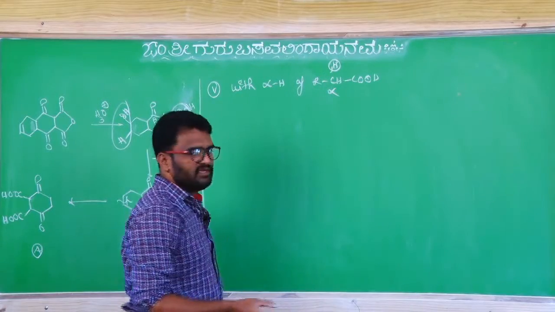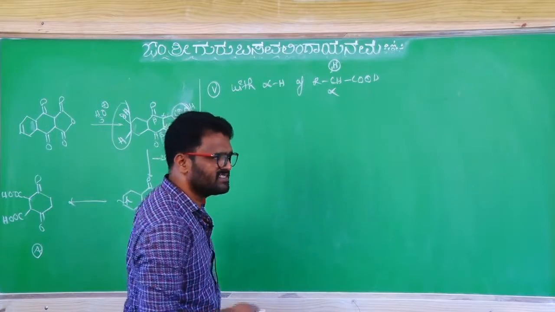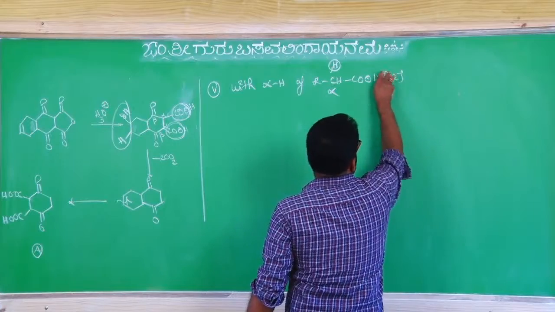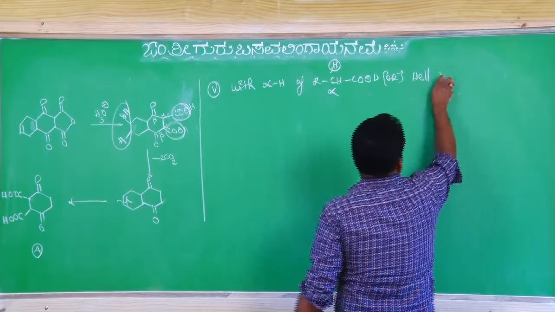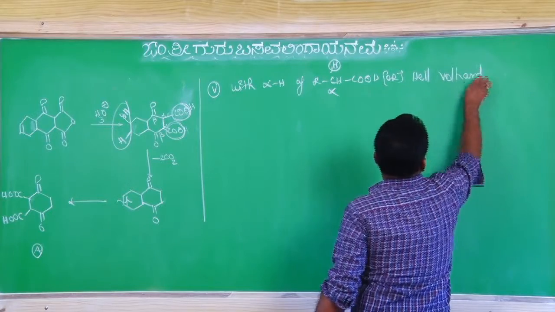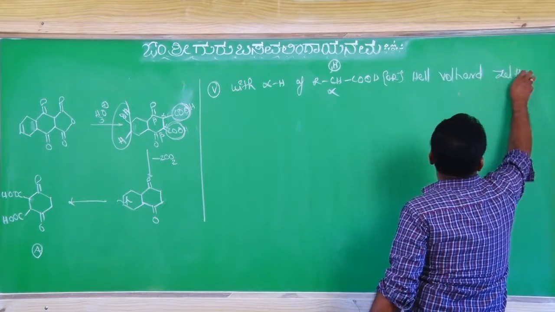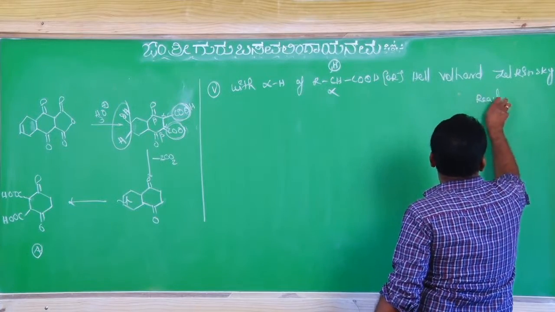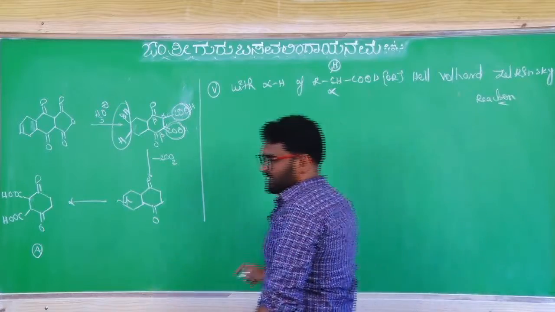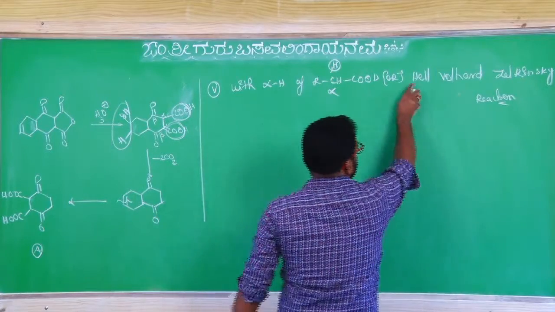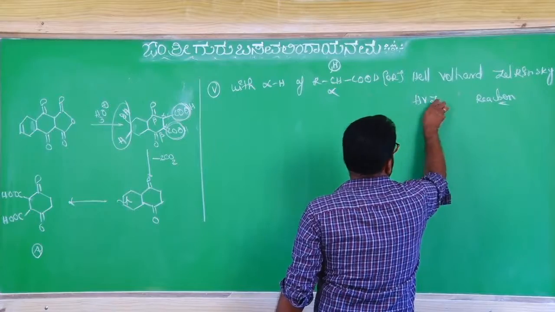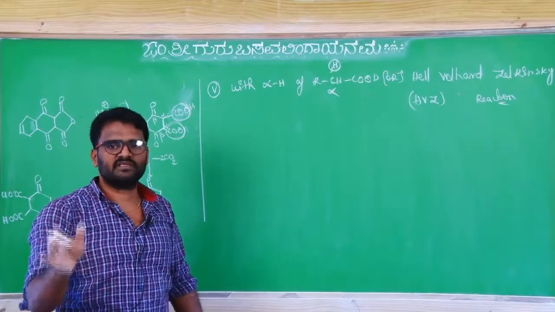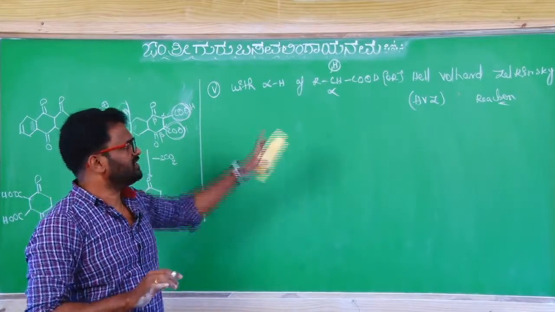That reaction is called the HVZ reaction, the Hell-Volhard-Zelinsky reaction. Another way you can call it the Hell-Volhard-Zelinsky reaction, a very big name. Simply, you can call it the HVZ reaction. So in this HVZ reaction, what will happen? You just need to substitute a halogen at the alpha carbon.